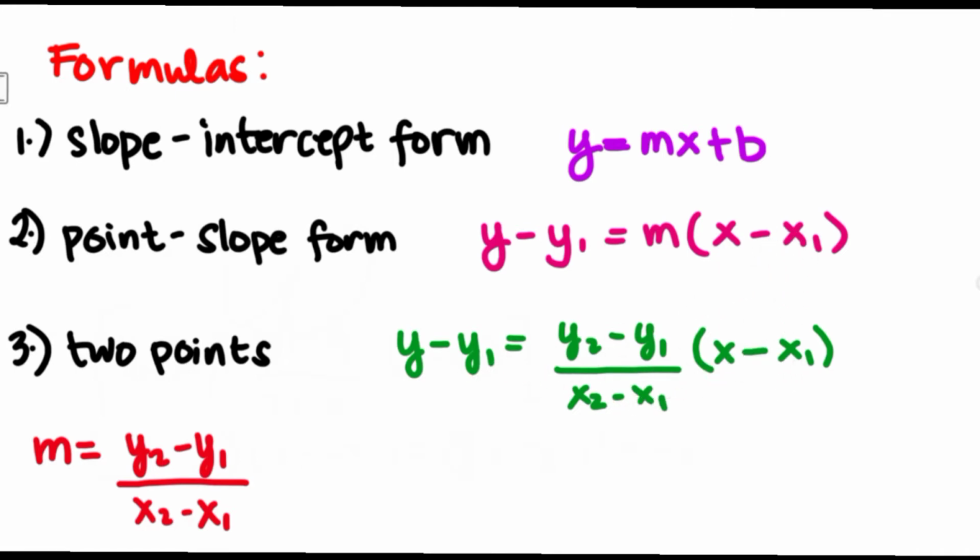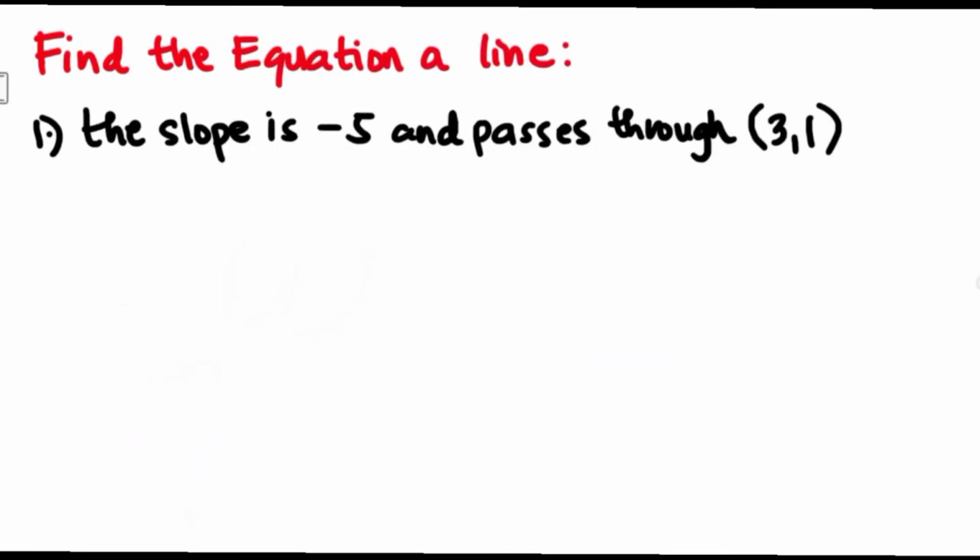So, mamaya may mga shortcuts din ako ituturo sa inyo. So, please stay tuned sa ating lesson. So, let us now try answering the activities. So, we are asked to find the equation of a line. Number 1, the slope is negative 5 and it passes through 3, 1. So, yung point daw po ay 3, 1.